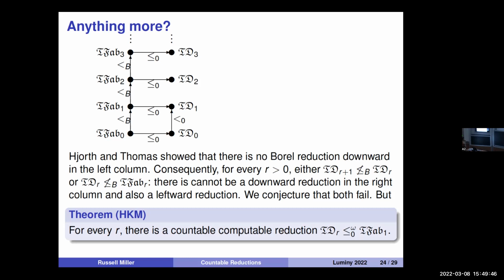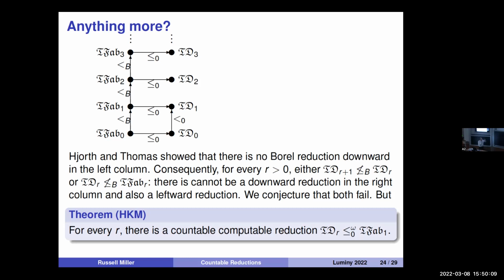Let's see, all of them reduce to TFAB 1. I guess TFAB 0 does. TD 0, yeah, you can go up and over. Yes. So for every R. Okay.